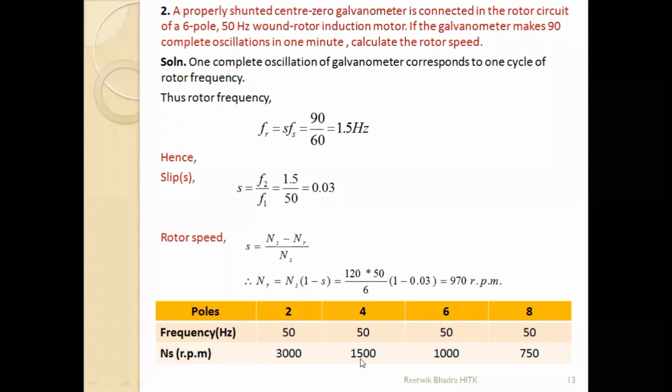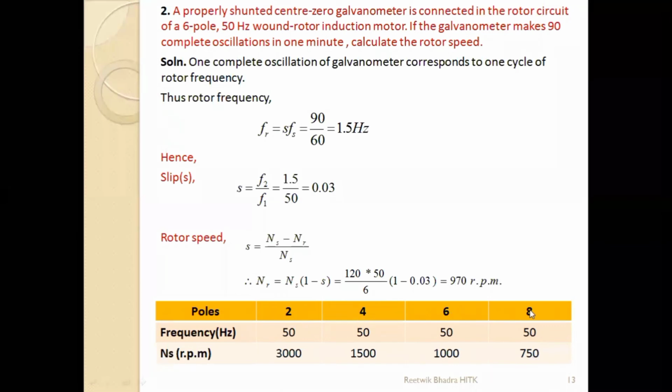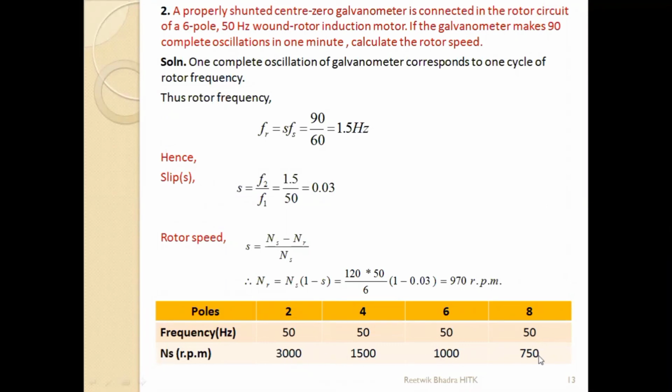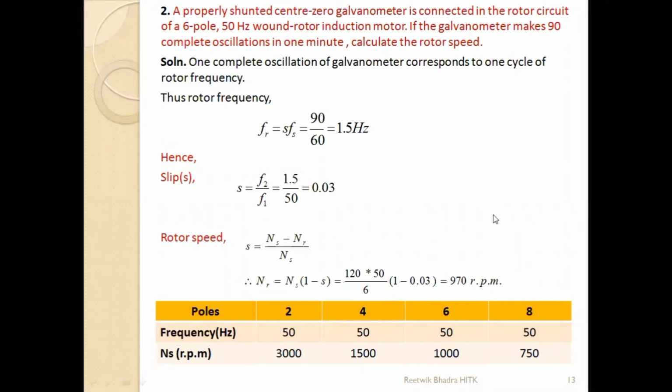And lastly, this thing you should remember, because it is required in many problems, then you don't need to calculate this. I have calculated 120 into 50 by 6 and put the values. In exam problems you have to show calculations, but in GATE or any competitive exam, if you know these values, it will be very easy to get your Ns. See, I have listed 2, 4, 6, 8 poles, the common ones that come. At 50 hertz, for 2 pole Ns is 3000, for 4 pole 1500, for 6 pole 1000, for 8 pole 750. If you remember these values, it will be very easy to solve competitive problems.